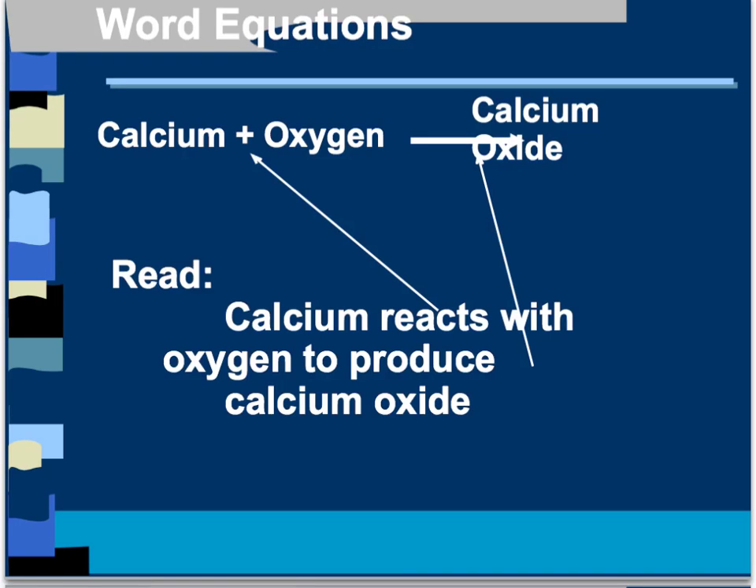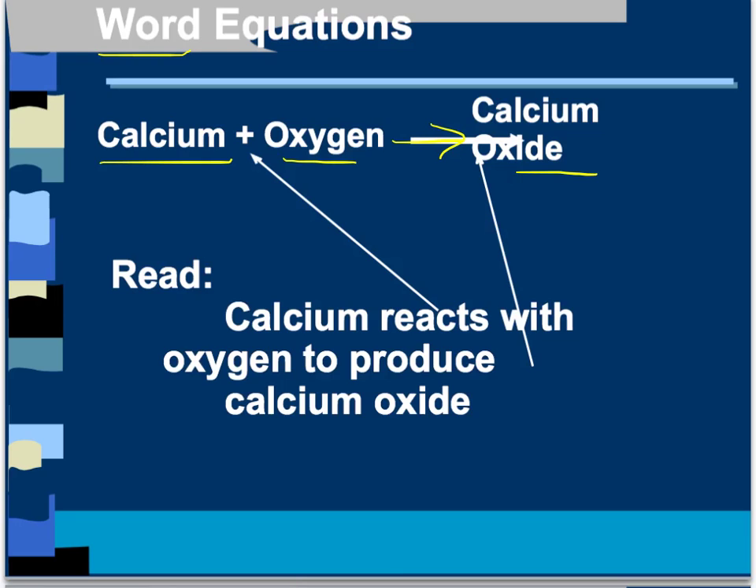Now, one of the things that we need to do before we start actually balancing chemical equations is to practice with word equations. So the idea here is we have words instead of our chemical formulas in our equation. So we have calcium and oxygen, and they're going to yield, here's your arrow again, I know it's a little weird looking on here, they're going to produce calcium oxide.